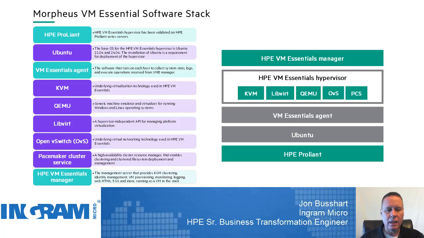Now I chose this slide because I think it shows the open source stack of the solution. Certainly the hypervisor is based off KVM, QEMU, libvirt, Open vSwitch, and probably what's most important for our discussion today, Pacemaker clustering services. That's what makes HA capabilities happen within this environment.